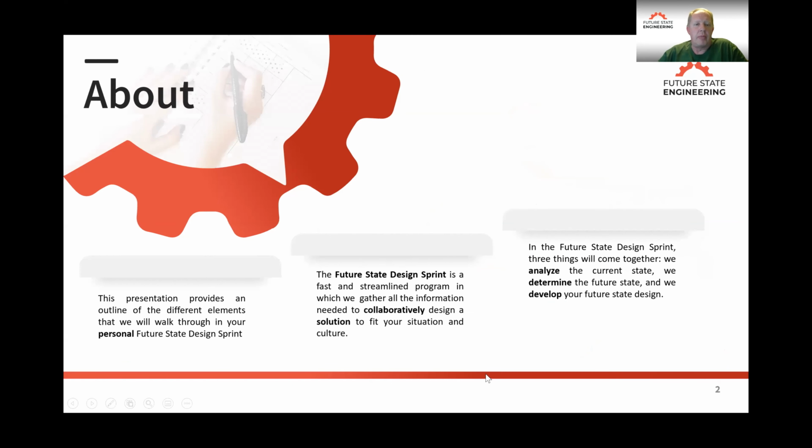The design sprint provides an outline of different elements that we walk through with your personnel to really understand what our current situation is, what we need to change, what we need to change to, and how to create that change. It's a streamlined process where we work with your team to collaboratively design a solution that fits your current environment and your culture. Three things we do during this sprint: we analyze your current state, we determine the future state, and we develop your future state design together with your team.